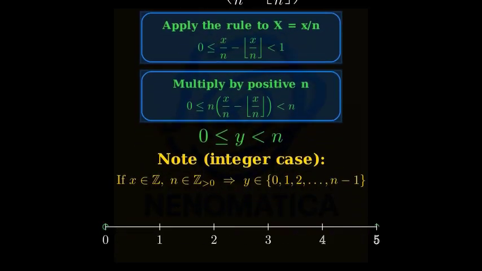Now, let us build visual intuition with a concrete choice. Say n equals 5. The range is from 0 inclusive to 5 exclusive. We will slide x and watch the value of y equals x minus 5 times floor of x over 5, which behaves like a sawtooth, always staying between 0 and 5.